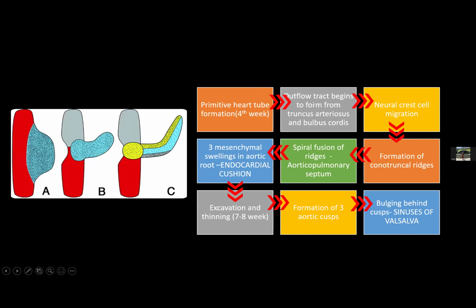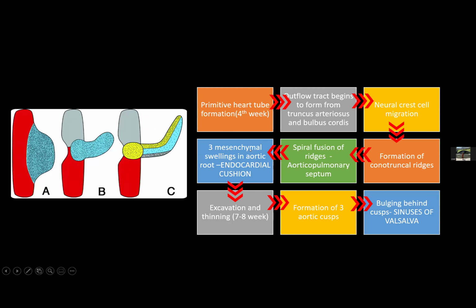Before we discuss fetal aortic stenosis, let's briefly revisit the embryology. Around the 4th week of gestation, the outflow tract develops from the truncus arteriosus and bulbus cordis. The neural crest cells migrate into the outflow tract and contribute to the formation of conotruncal ridges, which fuse to form the aorticopulmonary septum, separating the aorta and the pulmonary artery.